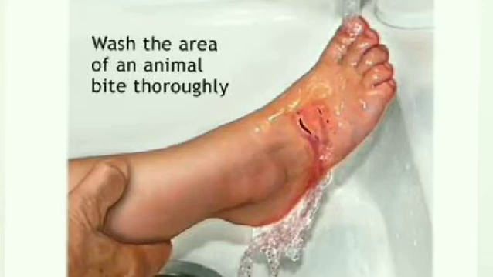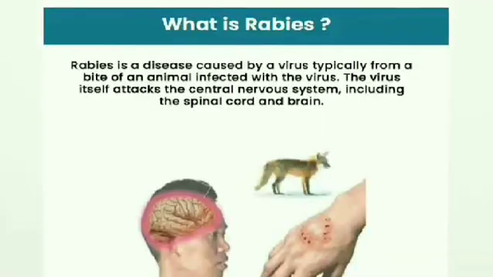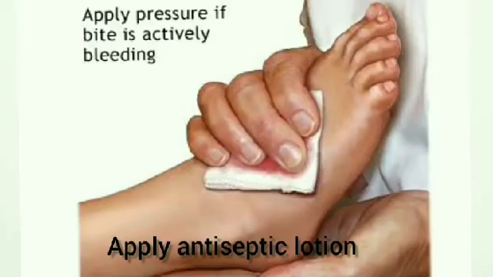Wash the wound with soap and water to remove germs, as the virus which causes rabies or hydrophobia may be carried in the saliva of an infected animal. Dogs, wolves, bats and cats are known to carry the rabies virus. Apply an antiseptic lotion to prevent infection. Bandage the wound and rush the victim to a doctor.